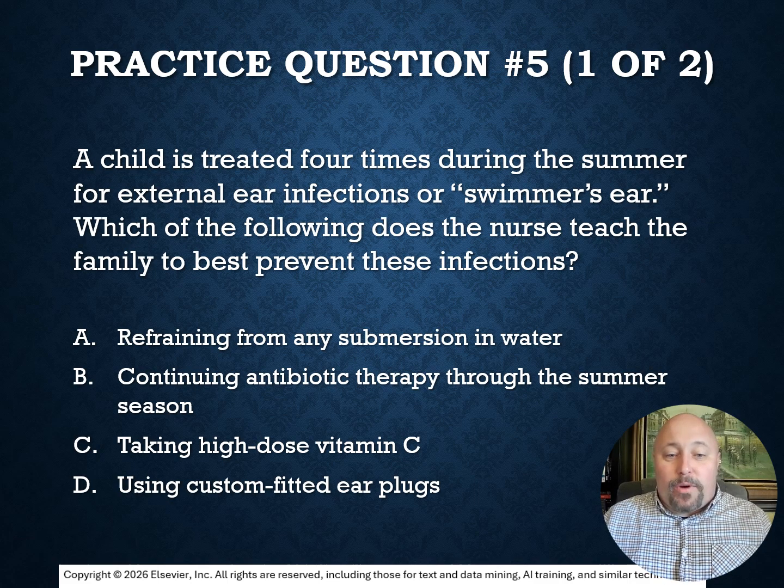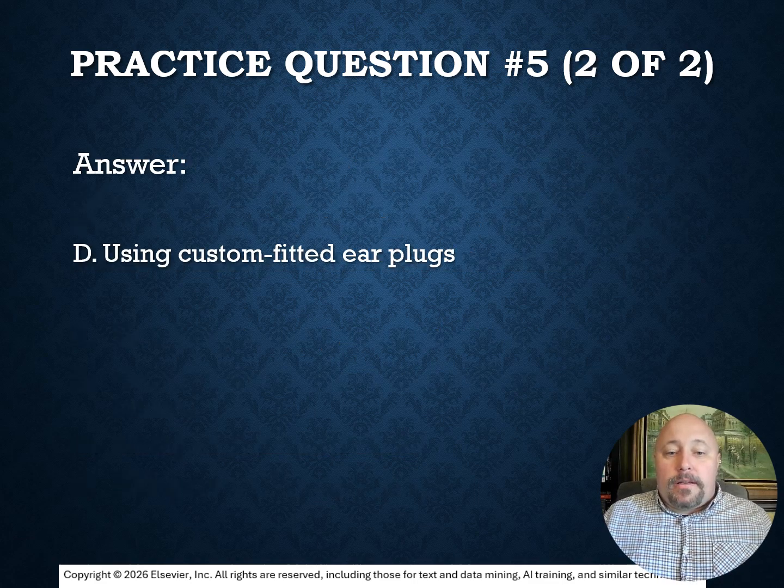And for our final question, a child is treated 4 times during the summer for external ear infections or swimmer's ear. Which of the following does the nurse teach the family to best prevent these infections? That be A, refraining from the submersion in water, B, continuing antibiotic therapy through the summer season, C, taking high doses of vitamin C, or D, using custom fitted earplugs. And that answer is D, using custom fitted earplugs.